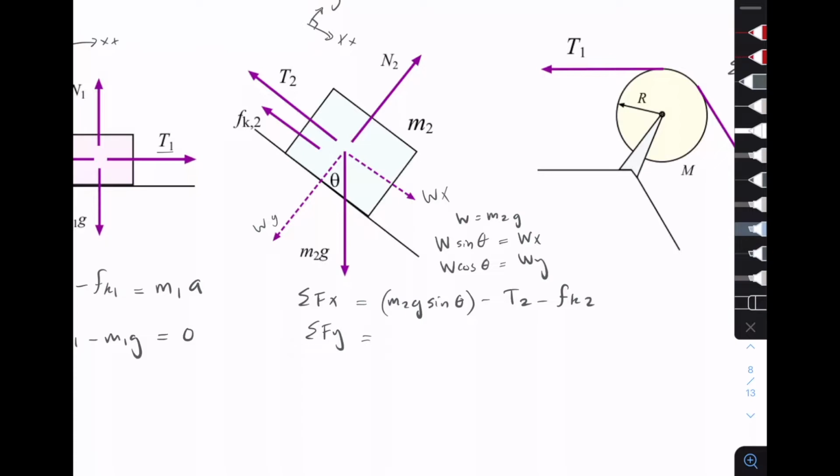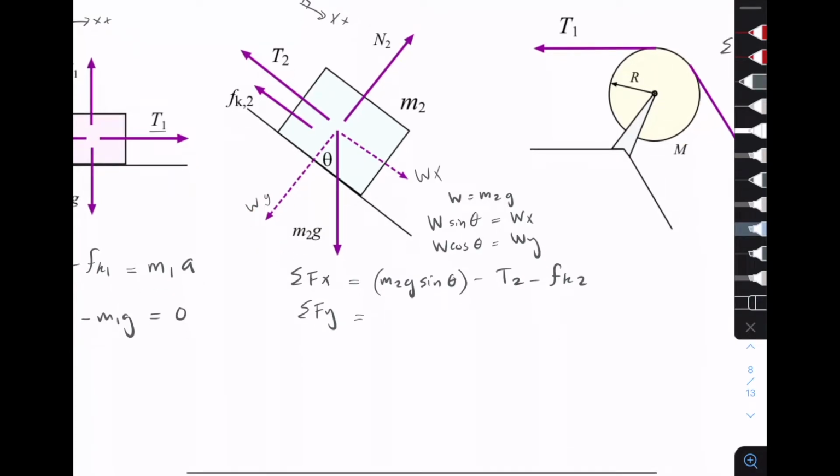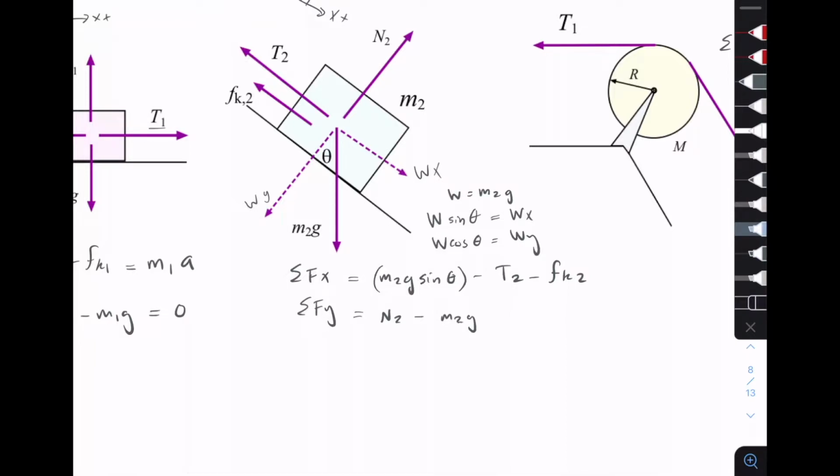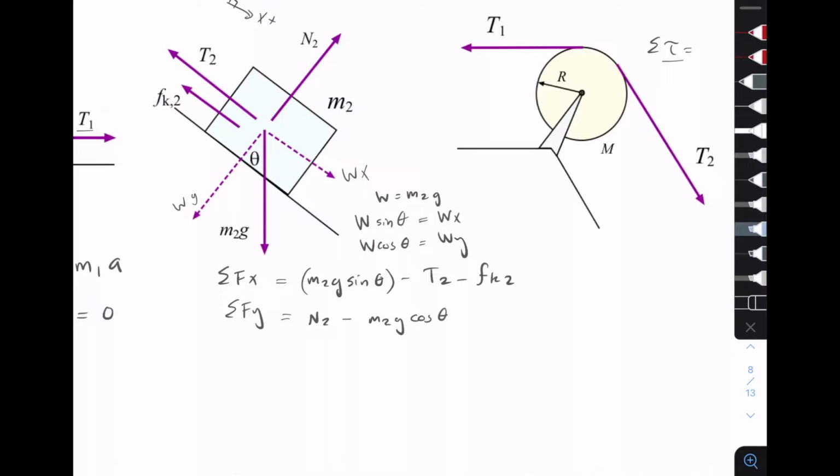Okay, let's look at y. What is along the y here? We just have the two forces along the y: this n2 and this wy. So we have n2 as our positive force minus wy, and we found wy is w cosine of theta, so that's m2g cosine of theta. What is our sum of forces in the y equal to? That's going to be 0, because forces equal mass times acceleration and we don't have any acceleration in the y.